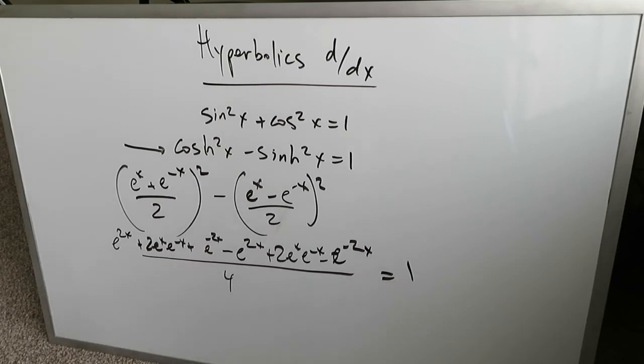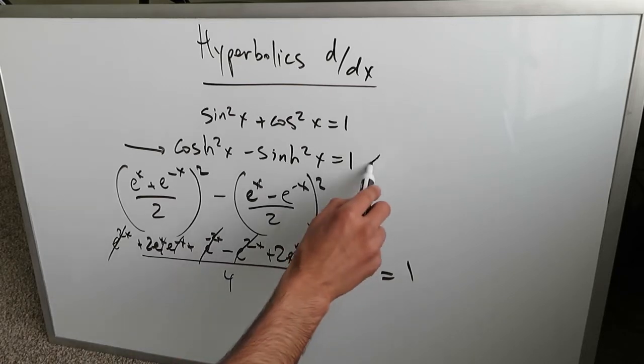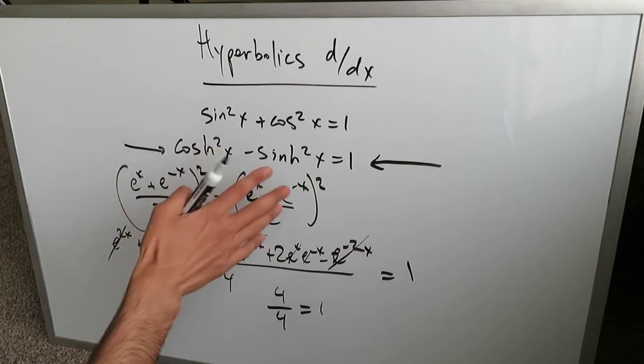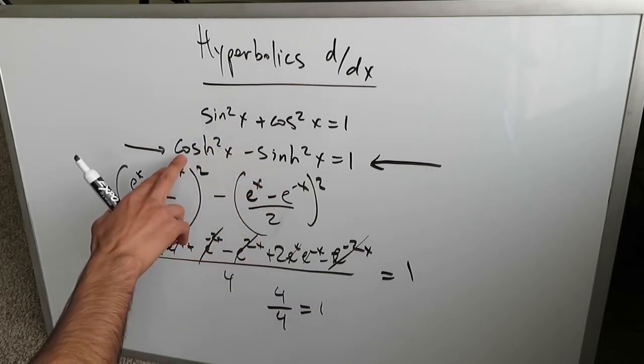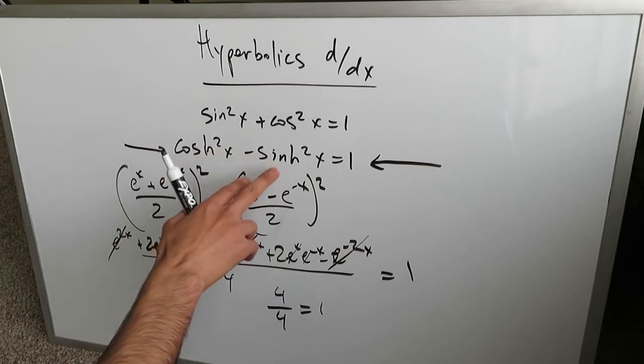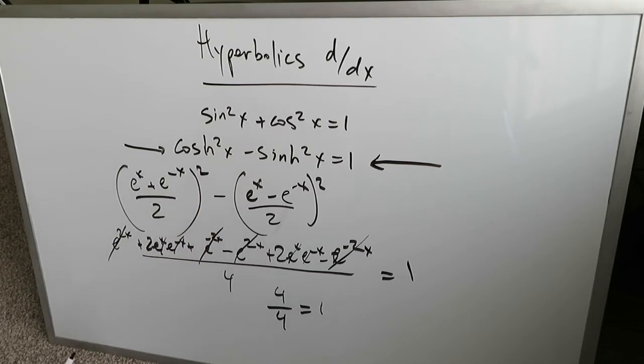Now you have to look for terms which are cancelable. Look over here, e to the 2x, e to the 2x, e to the minus 2x, and then minus e to the minus 2x. And these individual terms will cancel out with each other. In essence, what I'm trying to say is you get 4 on the top and 4 on the bottom, and you get 1 as your final answer. So you end up proving that this hyperbolic function identity, hyperbolic cosine squared x minus hyperbolic sine squared x, is indeed equal to 1.